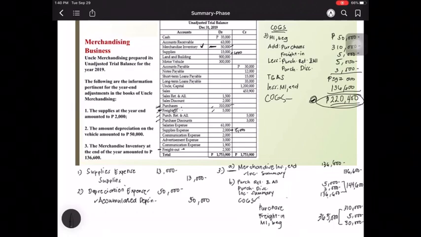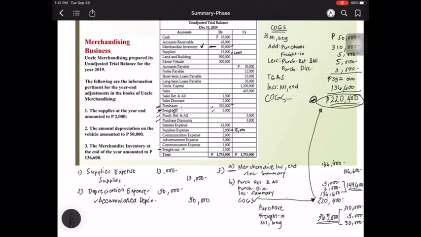So you get the difference between these two. You have 365,000 minus 144,600. How much did you get? You should have computed 220,400, which is the same value as we have computed here. It's not magic, it's just accounting. So when you compare this 365,000 minus 144,600, the resulting value is 220,400, which is the value for the cost of goods sold here, the same value that we have computed here. All right, so we're all good, we're done with our adjustments already.